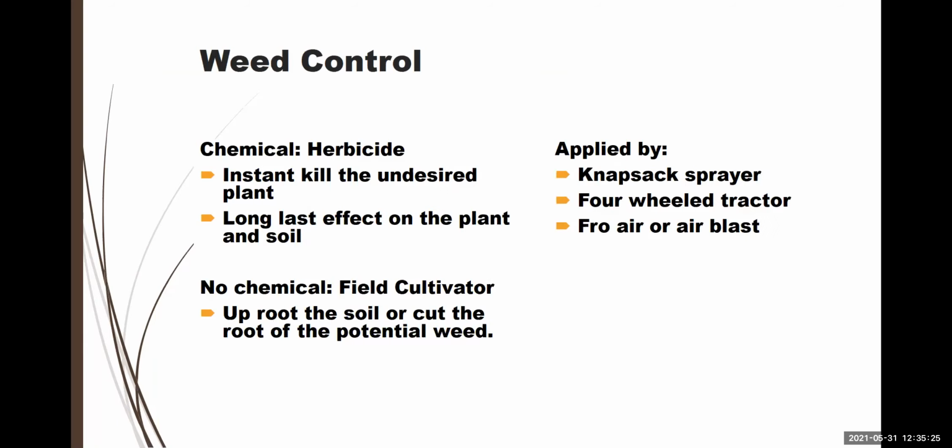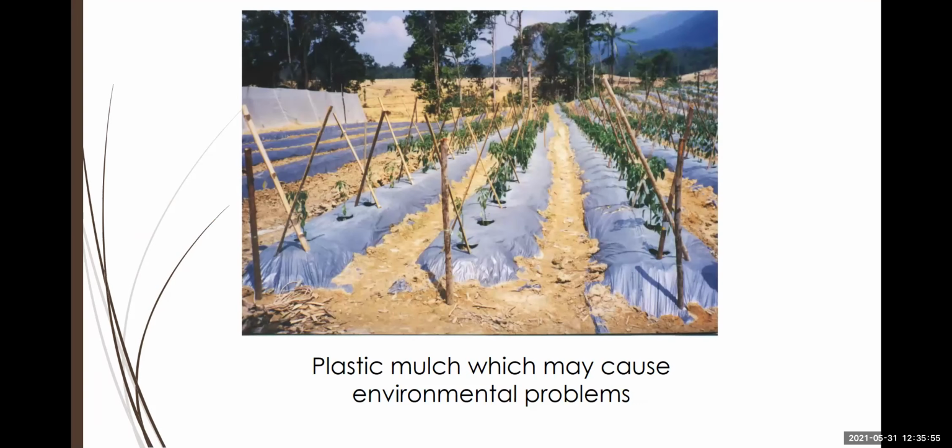Alright, so as for weed control, the weeds can be controlled by chemical, or by mechanical means, which is no chemical, a field cultivator for example. Also with a few pieces of equipment that can help, such as the knapsack sprayer, a four-wheel tractor, or using an air blaster. Okay, this is the example. As an alternative to chemical, you can also use plastic mulch to control weeds. I think I saw the latest invention. I don't know whether it's practiced in Malaysia, but in Japan they use the same concept, plastic mulch, to grow paddy in paddy fields using a machine.